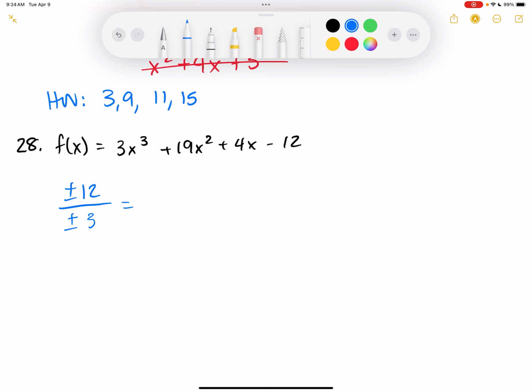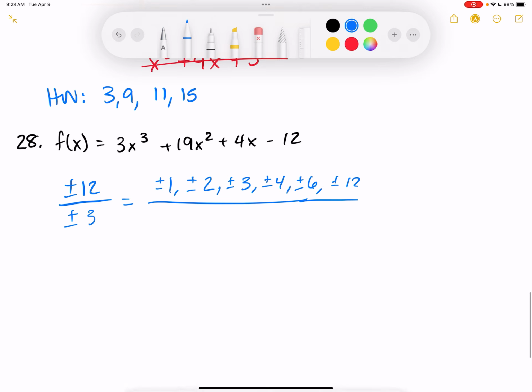Yep. So then what are my factors of 12? Plus or minus 1. Yeah, you don't have to say the plus or minus. We've established that it's plus or minus. You can just say them all. So 1, 2, 3, 4, 6, and 12, and then what are the ones for 3? 1 and 3.